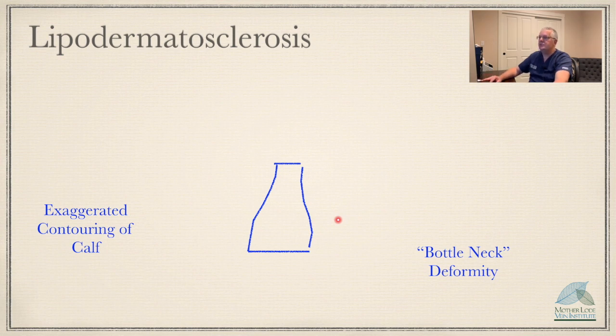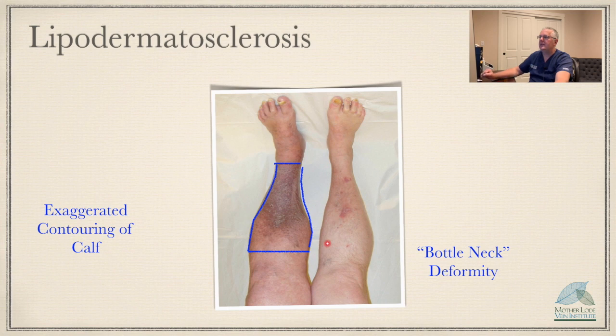So lipodermatosclerosis, I talked to you a little bit at the last slide, and you can see this is that lipodermatosclerotic fat tissue, and it's called the bottleneck deformity because it looks like the neck of a bottle, and basically you have this exaggerated contouring of the calf. The contouring of the calf to that little bottleneck is exaggerated, much more so than usual. This one has much less exaggerated contouring of the calf and much less inflammation as a result of the venous reflux.